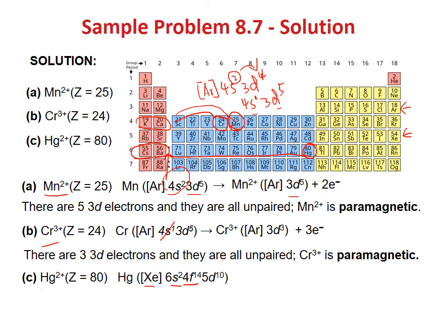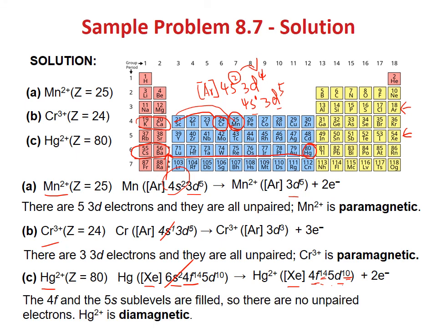Okay, to form Mercury 2+, it needs to lose 2 electrons, and that's from the s orbital. And so the electron configuration for Mercury 2+ is xenon in brackets, 4f14, 5d10. Because both f and d have 14 and 10 electrons, all the electrons are paired, and this ion is diamagnetic.